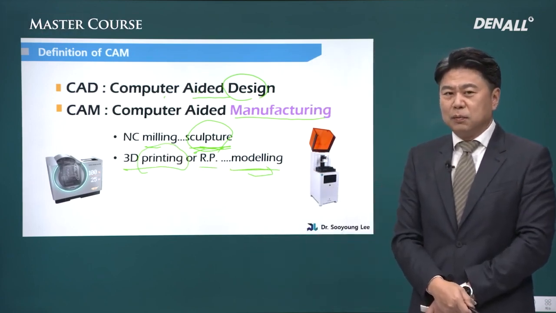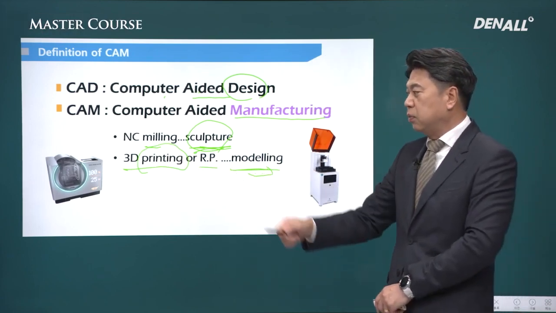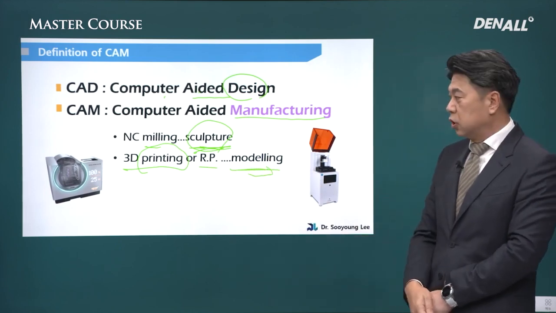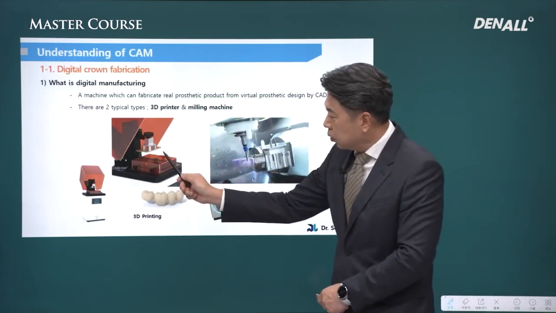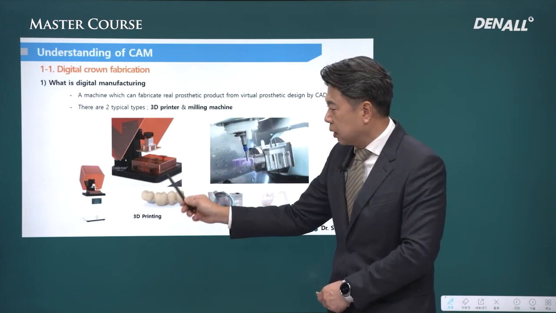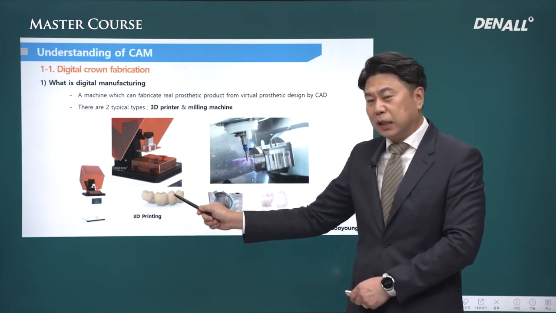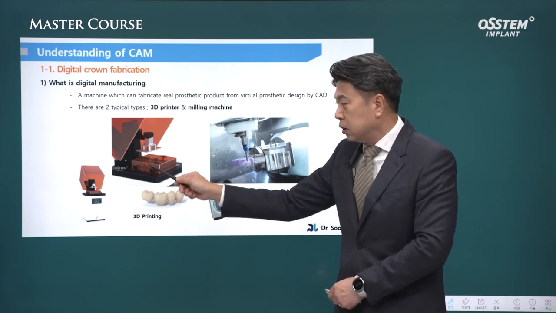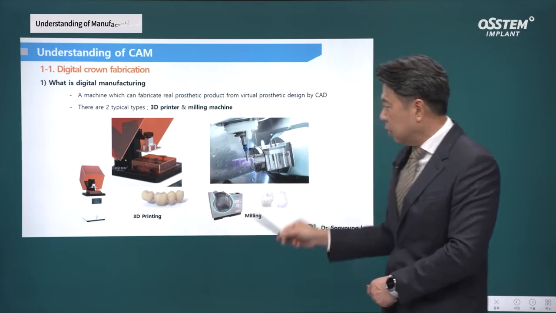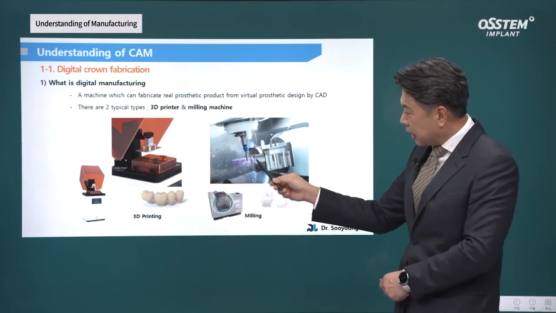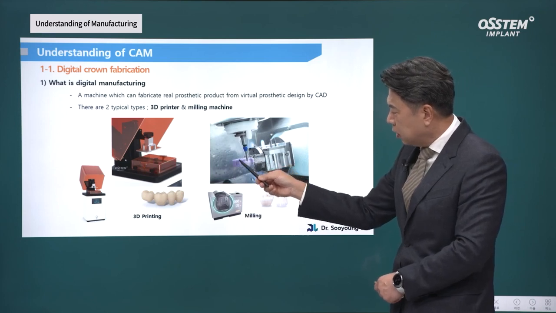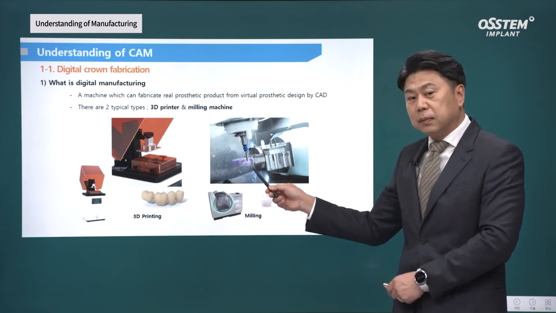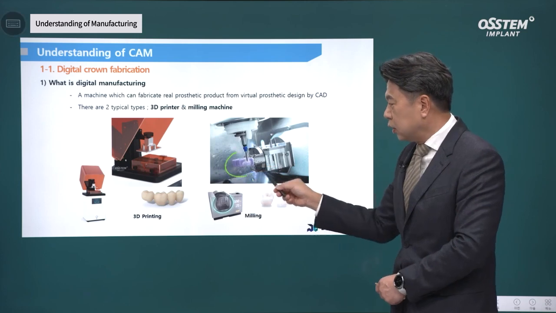When it comes to the 3D printing, we use a special equipment like this. We usually use it to fabricate temporary crowns. So this is the modeling, and the other one is milling, carving out. It is not necessarily a marble, but dental material is carved out, milled. And milling is performed using a burr.